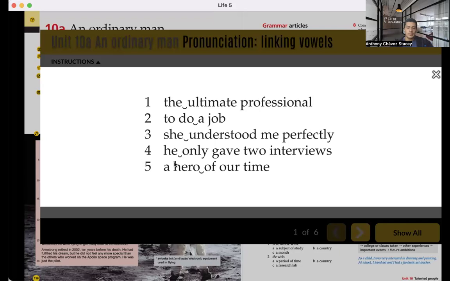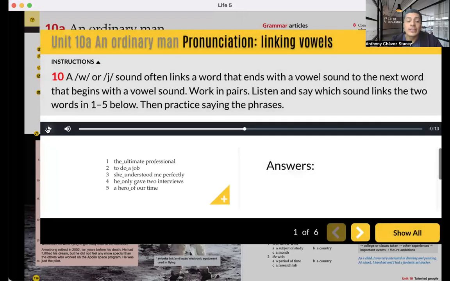She only gave 2 interviews. Okay, first of all, it is "he." Also, even though you can read in English, we have to correct the pronunciation. So let's link these first two words together: "He only." Let's listen to this part.